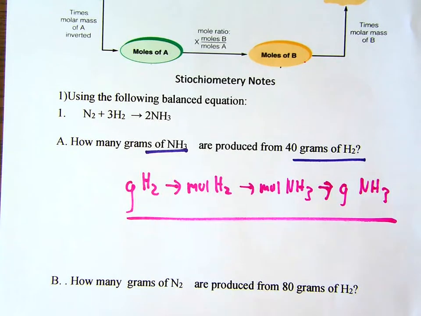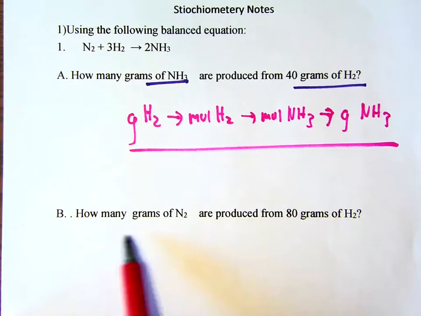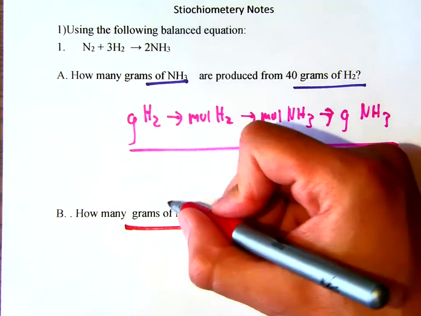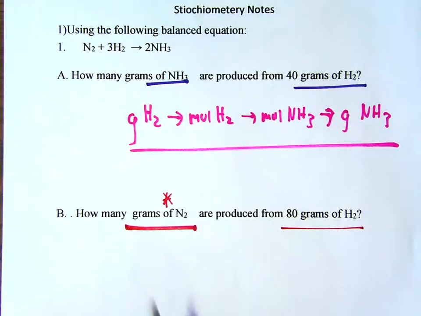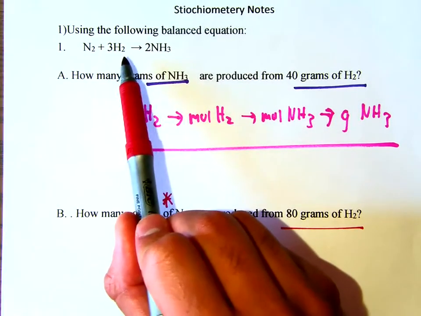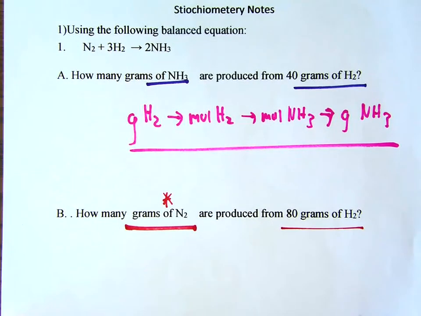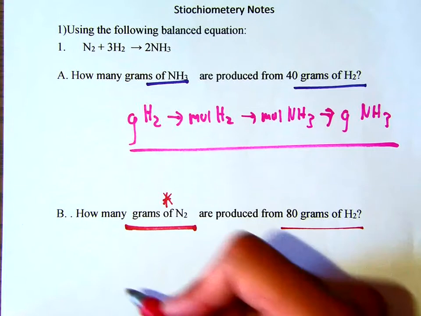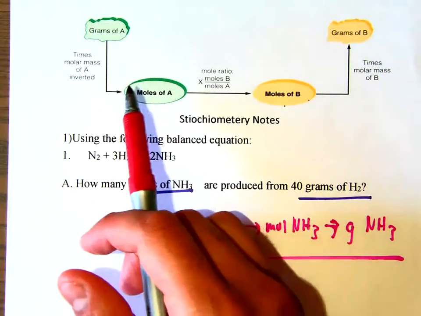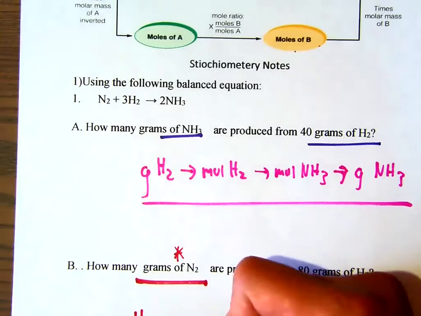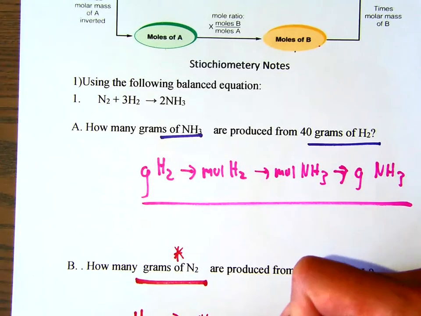Next one. Still using that same equation. How many grams of N2, that's what we're looking for, are produced from 80 grams of H2? In other words, it shouldn't be produced, but rather react. So if I have 80 grams of this, how many grams of this do I need to react? Let's go ahead and follow the path. Well, I'm starting with grams of H2. If I want to figure out grams of this, I have to go through the pathway. I have to first turn these grams into moles. So from there, I would turn it into moles of H2.